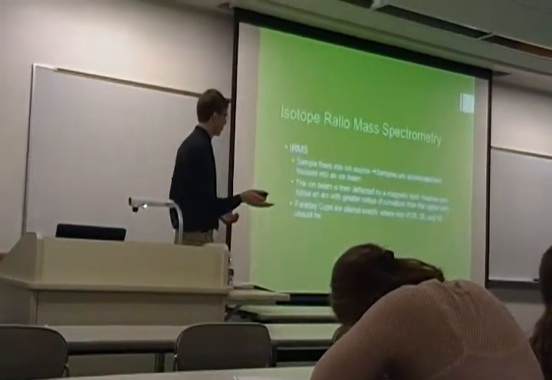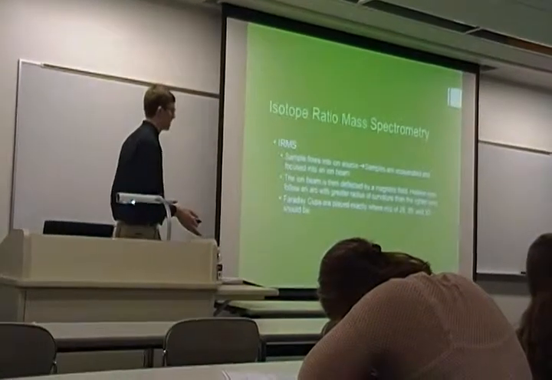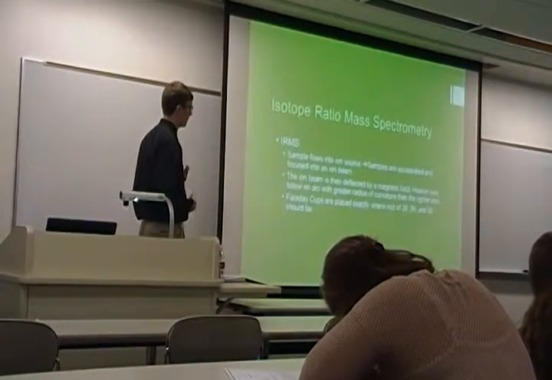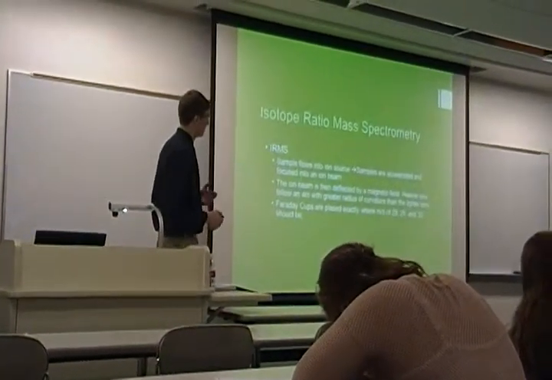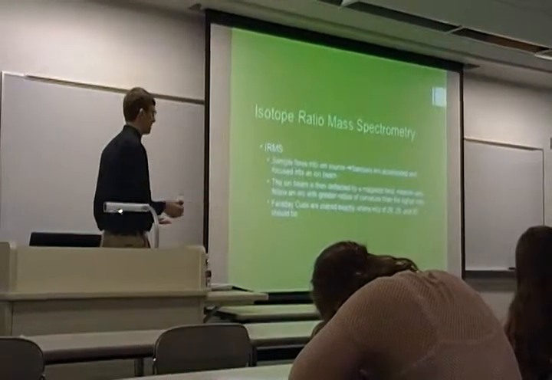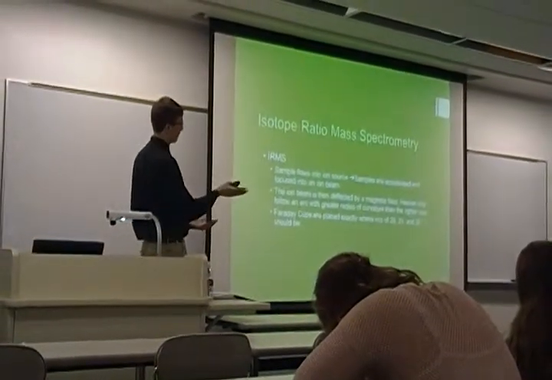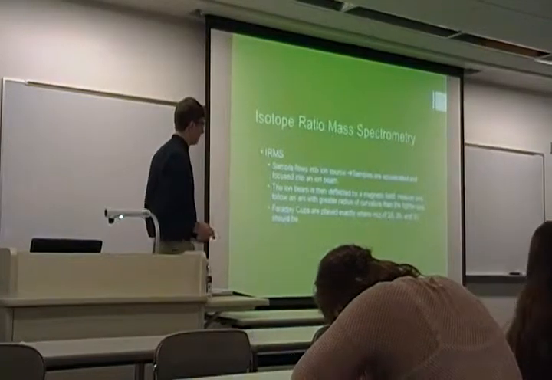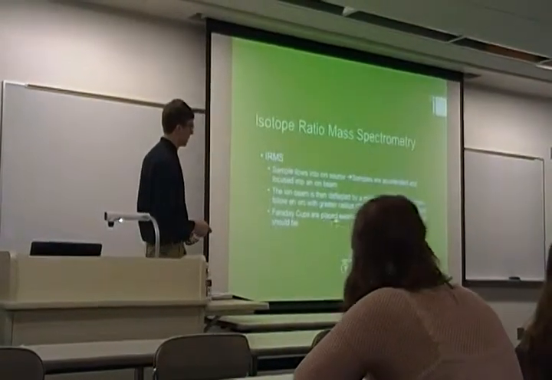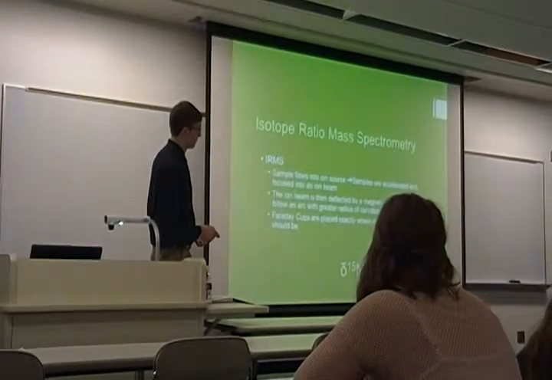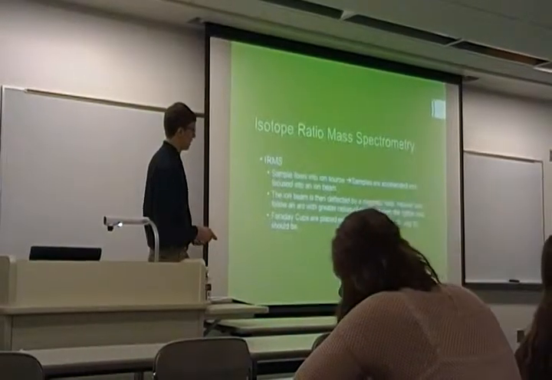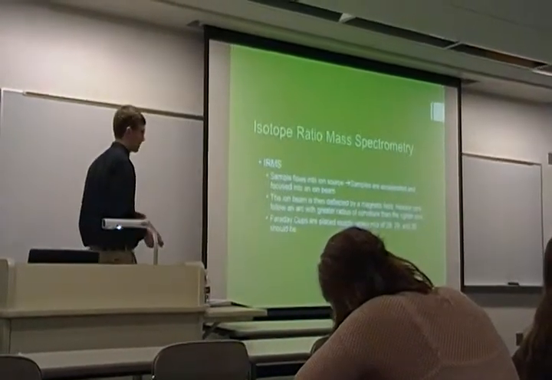Ions flow into an ion source. The sample flows into an ion source. The samples are accelerated, focused into an ion beam. The ion beam is deflected by a magnetic field. Heavier ions follow an arc with greater radius, and Faraday cups are placed right where the isotopes we want to see, and right where the masses are that we want to measure.